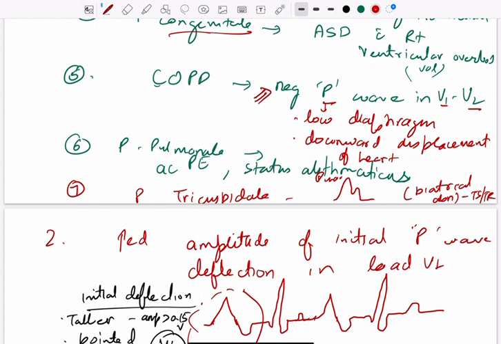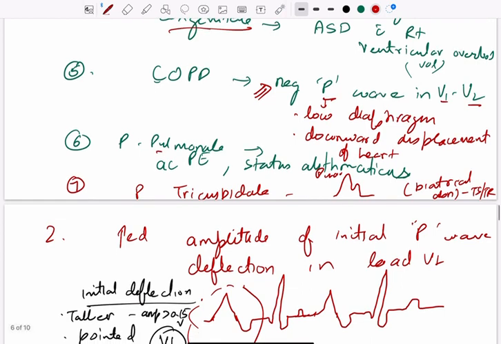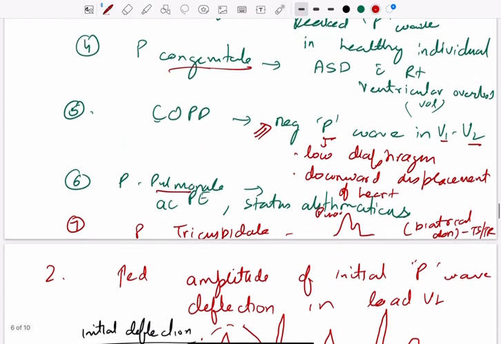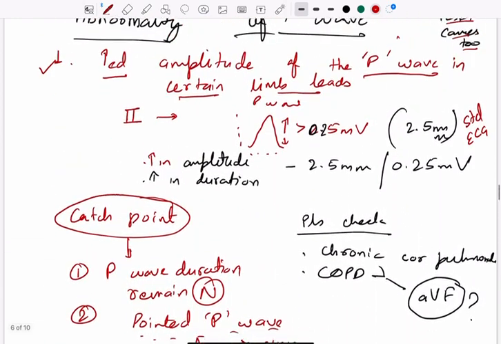P pulmonale, I will again explain in coming videos, but it is also an important term which you see in acute pulmonary embolism and status asthmaticus. There is also something called P tricuspidale, that is biatrial. I will again cover it at the end. So this is the first point, and there are catch points here.